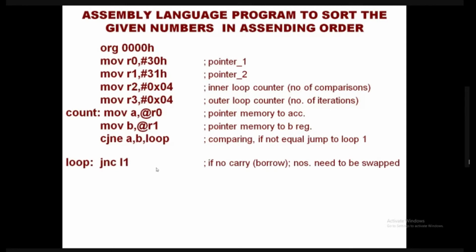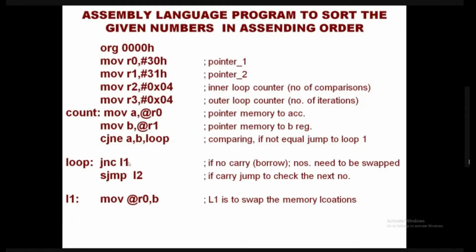So if not equal, we are jumping to the loop and we are checking for carry. Checking for carry means what? If there is a carry, then we can say it is already the smallest number. We can leave it. If there is no carry, we have to swap. Let us see how they are swapping now. JNC loop 1 means if there is no carry, it is jumping to loop 1. In this loop 1, we are swapping.